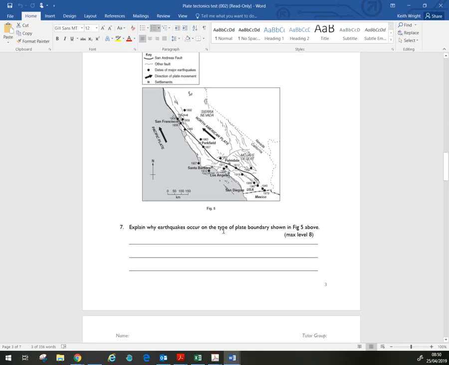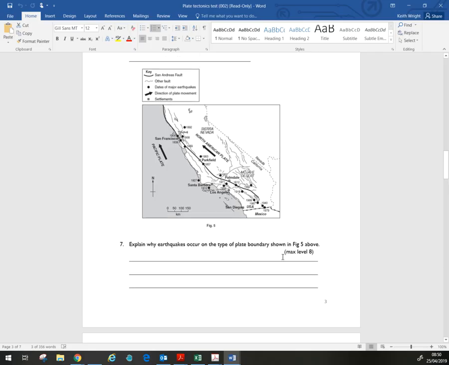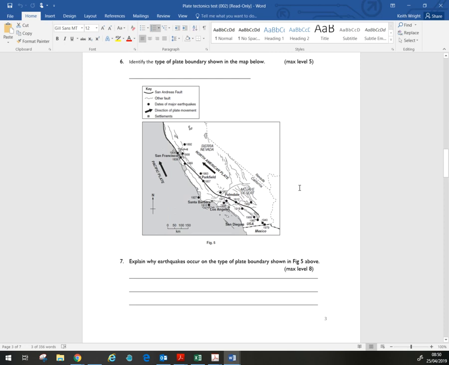Explain why earthquakes occur on the type of boundary shown in figure 5. So this is where we need to explain using our step-by-step processes, a very logical, clearly structured answer.